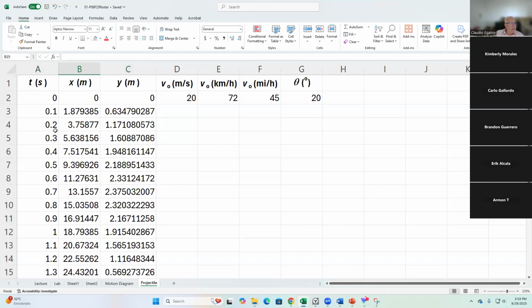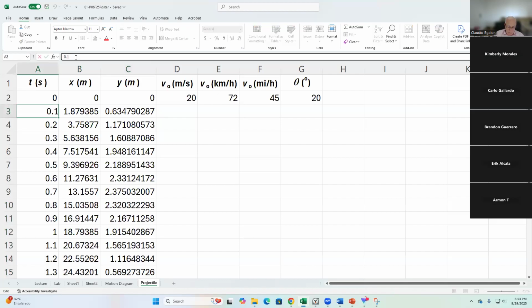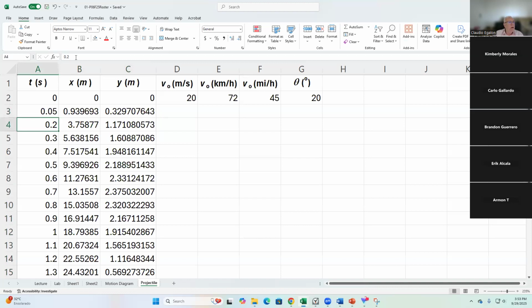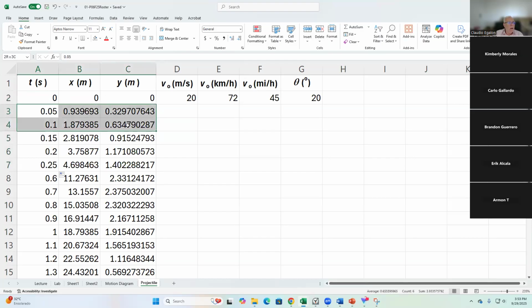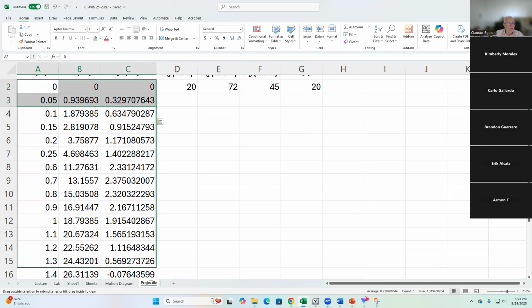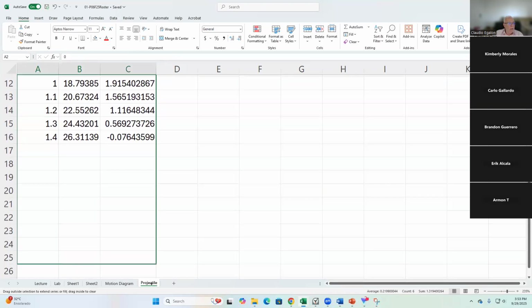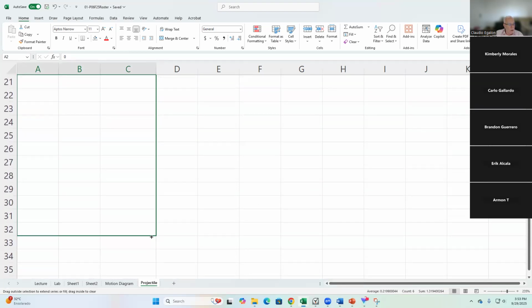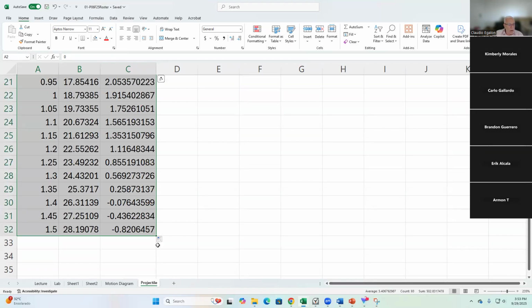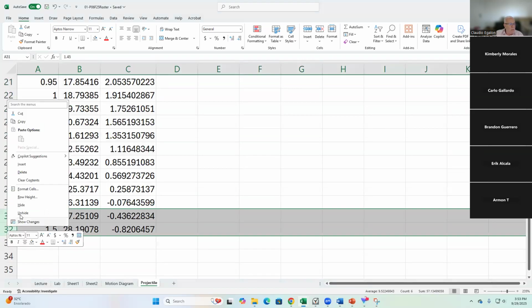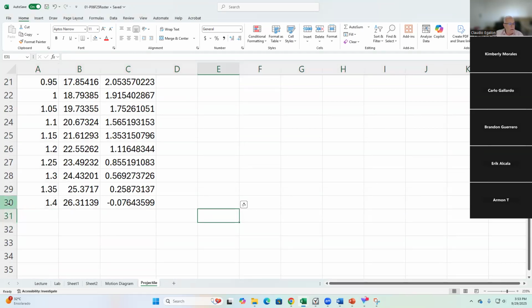But we can do better than that. Instead of 0.1 seconds, let's do 0.05 seconds to get a finer, higher resolution in our calculations. Here you go. And we're going to have twice as much data now. So we should stop around here. See, it's already below ground here because of the negative, right?